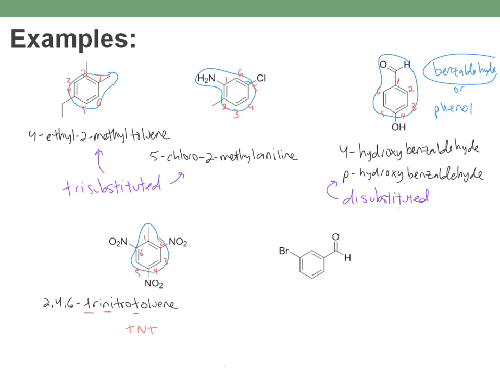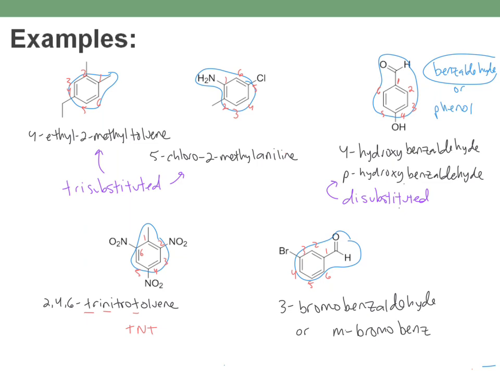And then lastly, we have ourselves a benzaldehyde. Looks like I've got a bromo in the 3 position. 1, 2, 3, 4, 5, 6. Which means I can call this 3-bromobenzaldehyde. Or, since this is only di-substituted, I could also call this meta-bromobenzaldehyde. You could see both. Both are fine.